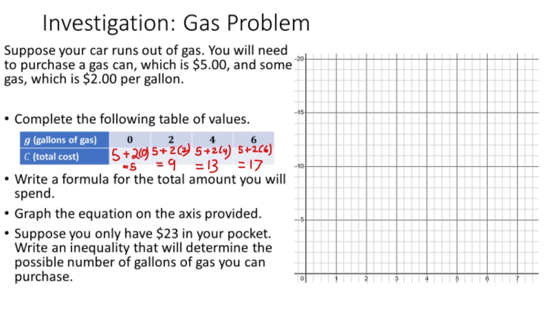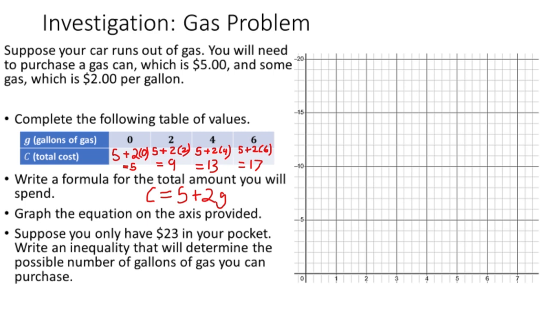Next, we're going to write a formula for the total amount we will spend. C represents how much money we're spending, and C will equal, well, let's think about how we filled out the table. We always have to pay $5 for the gas can. On top of that, we have to spend $2 for every gallon of gas. Well, if we let G be the amount of gas we're buying, we would have to add 2G on top of the cost. So our formula would be C equals 5 plus 2G.